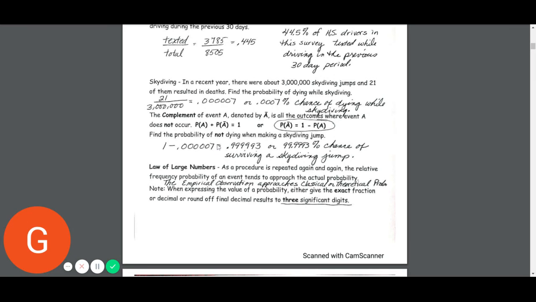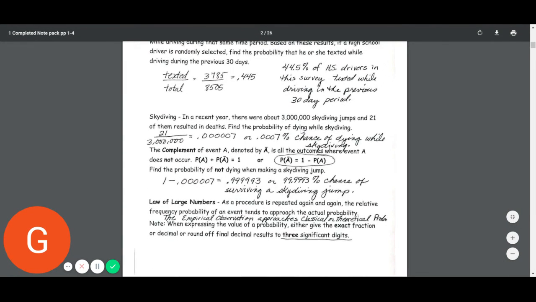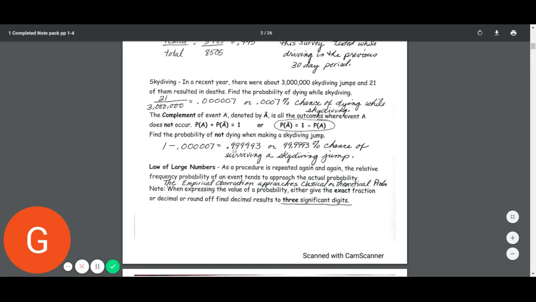So in this example, find the probability of not dying when making a skydiving jump. I could take 1 minus the probability of dying while skydiving to get our complement. So we have a much, much higher chance, almost a 100% chance, of surviving a skydiving jump. Nonetheless, I probably won't be doing it any day soon, but this was a decent example of using complement. So on this page, you got some examples of calculating the different types of probability as well as the complement.